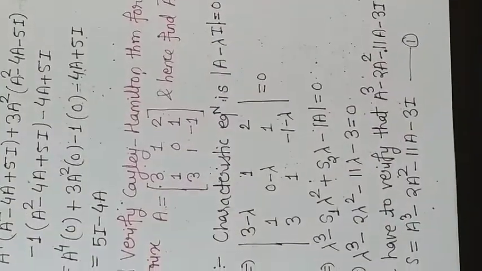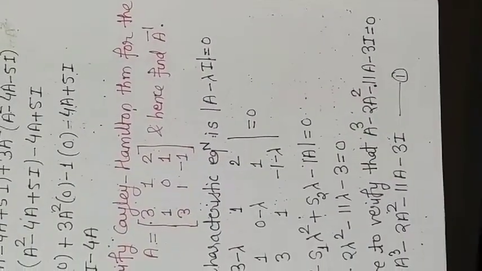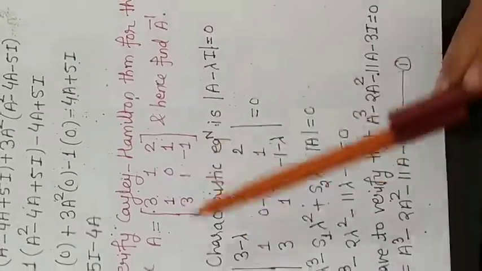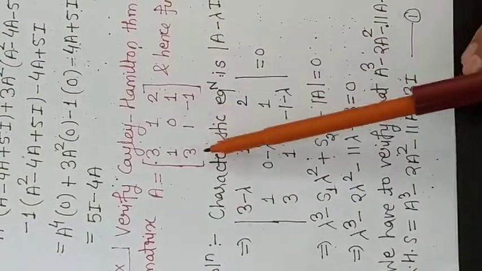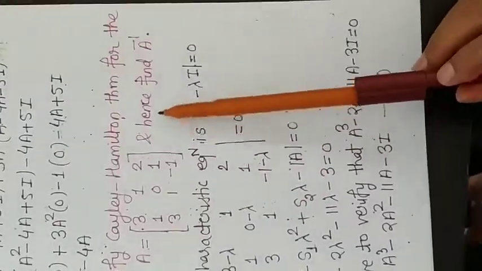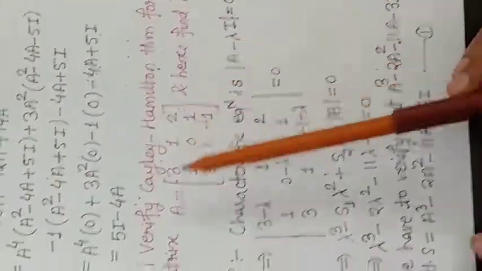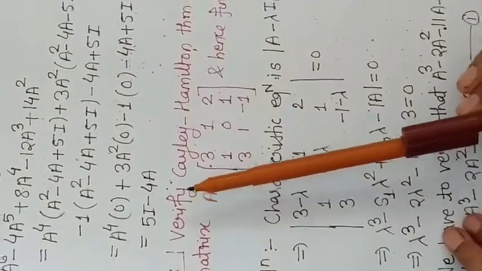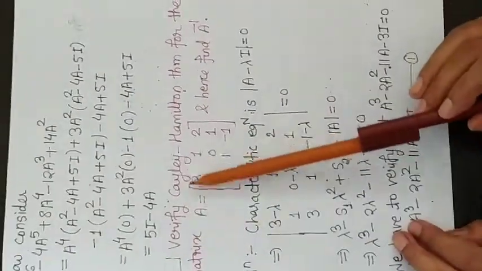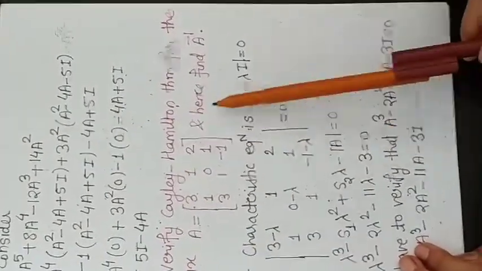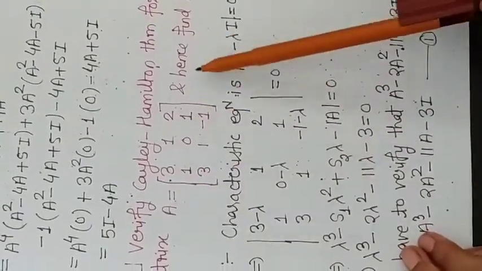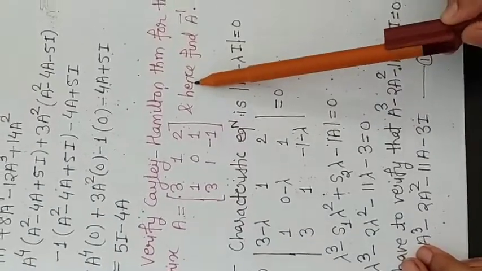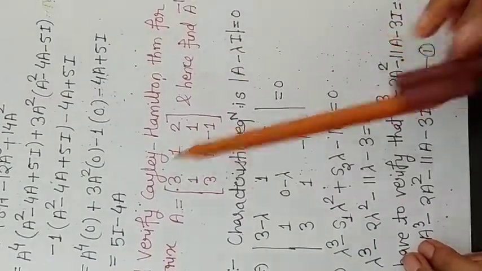Verify the Cayley-Hamilton theorem for the matrix A equal to [3, 1, 2; 1, 0, 1; 3, 1, -1], and hence find A inverse. Again, this problem consists of two parts. First is the verification of the Cayley-Hamilton theorem, and second is to find A inverse using the Cayley-Hamilton theorem. Remember here, 'hence find' means you have to make use of the previous part.